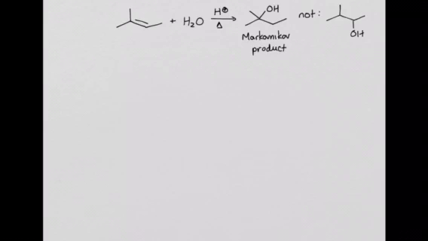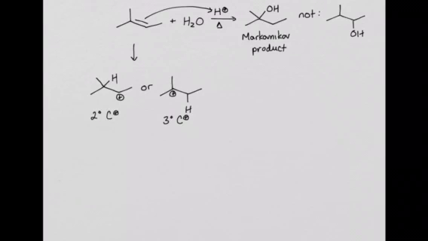In the first step of the mechanism, we protonate the double bond to produce the carbocation intermediate. Depending on which carbon the proton adds to, we get two different potential carbocations. If the proton adds to the more substituted carbon of the double bond, we get the secondary carbocation. If the proton adds to the less substituted carbon of the double bond, we get the tertiary carbocation. Like always, the tertiary carbocation is more stable and forms more quickly and results in the major product.